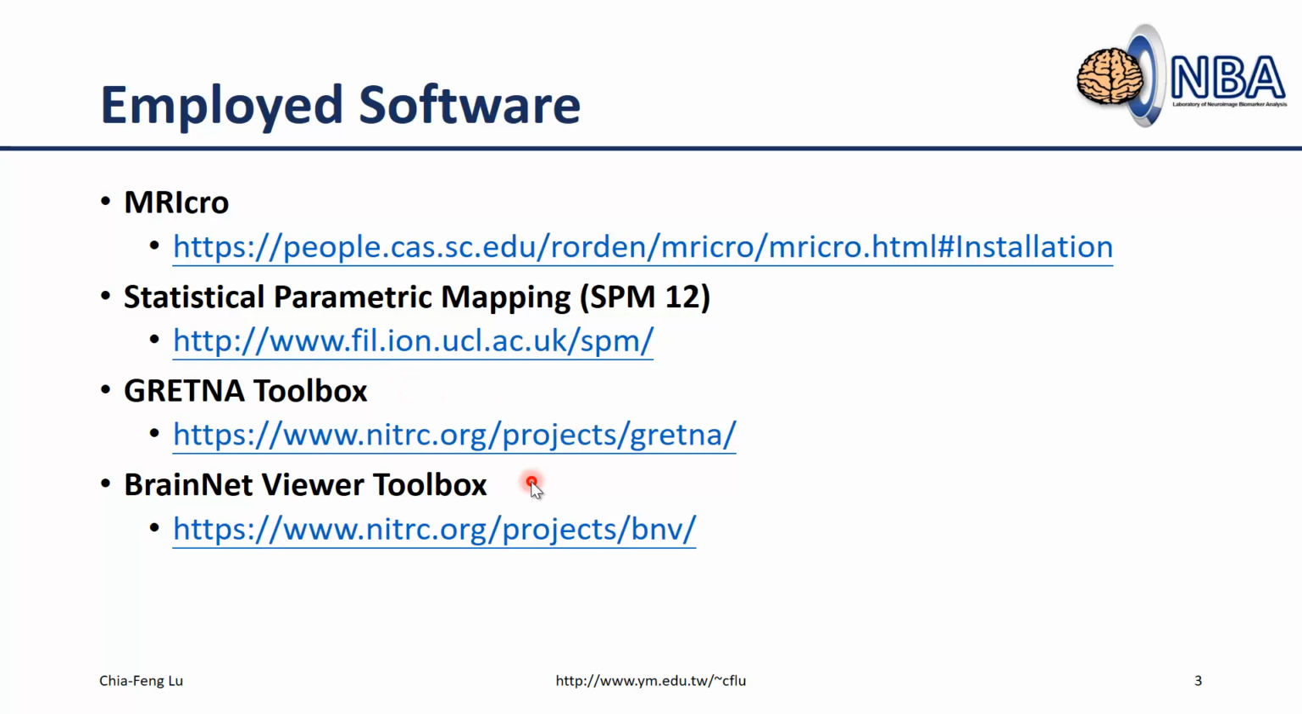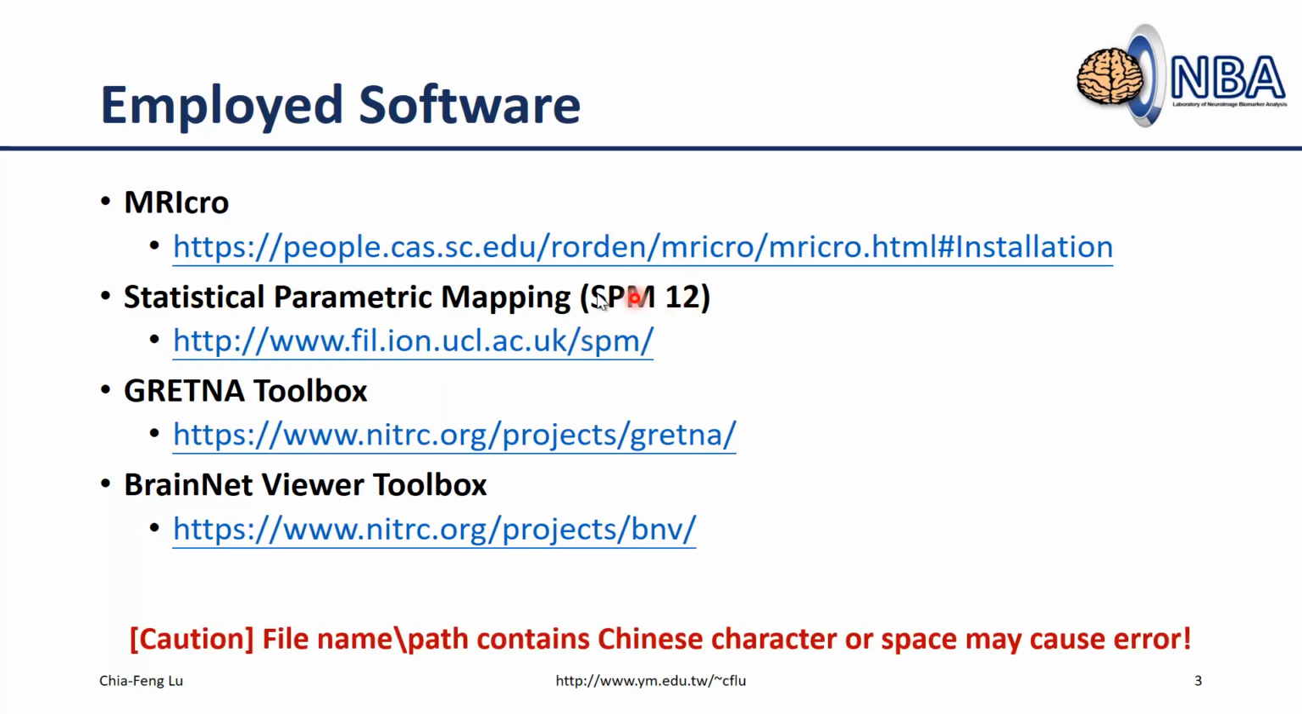Although these two toolboxes were developed by the same team from China, the Gretna toolbox uses a lot of functions from SPM12. So you need to follow this rule again: there is no space or Chinese character within your file path or file name. Make sure you already have SPM12, and download the Gretna toolbox from this web link, and also the BrainNet Viewer toolbox.